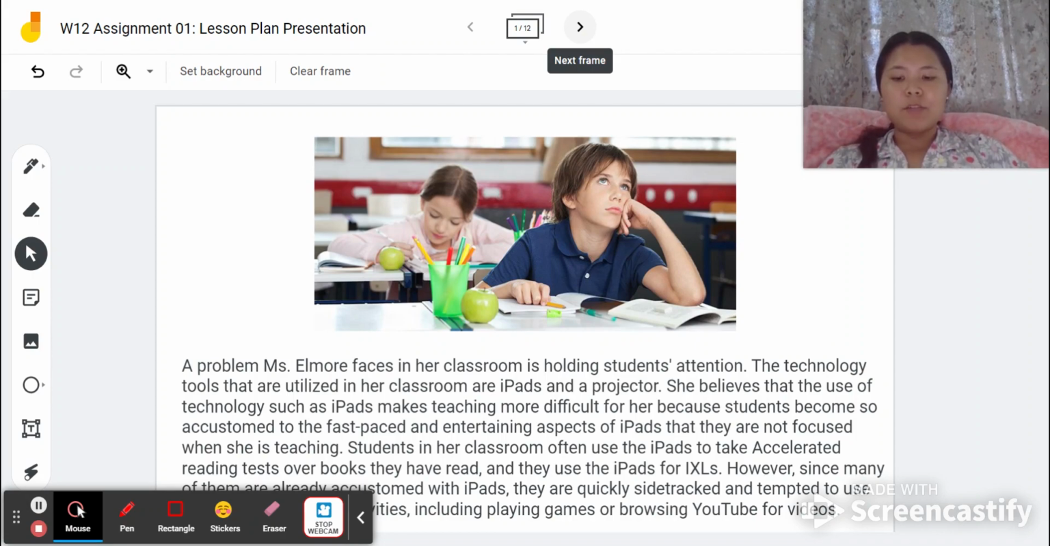Students in her classroom often use the iPads to take accelerated reader tests over books they have read, and they use the iPads for IXLs. However, since many of them are already accustomed with iPads, they are quickly sidetracked and tempted to use the device for other activities, including playing games or browsing YouTube for videos.